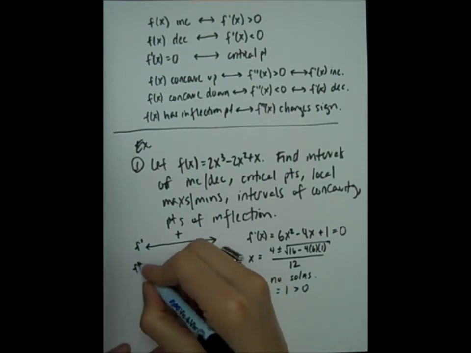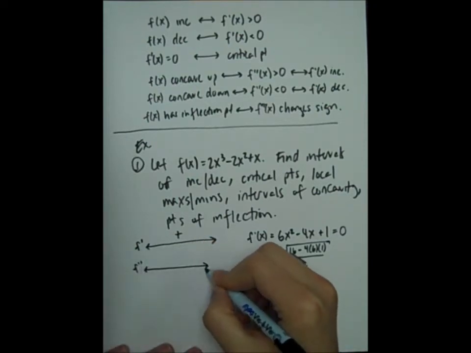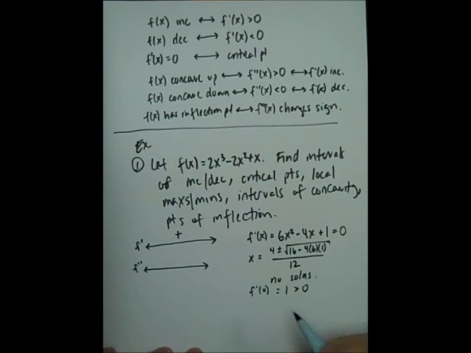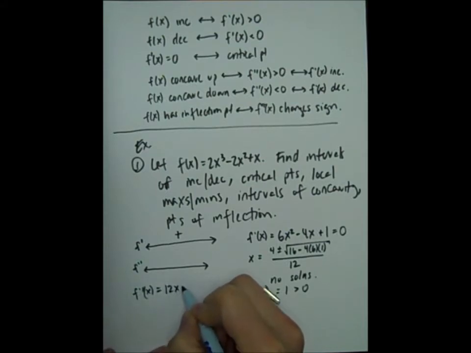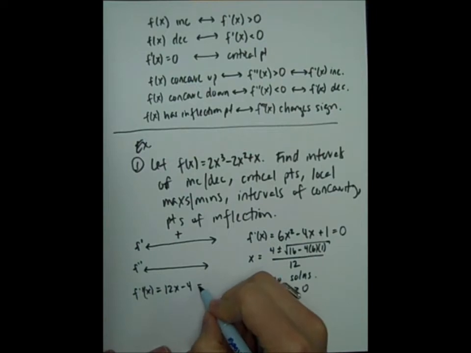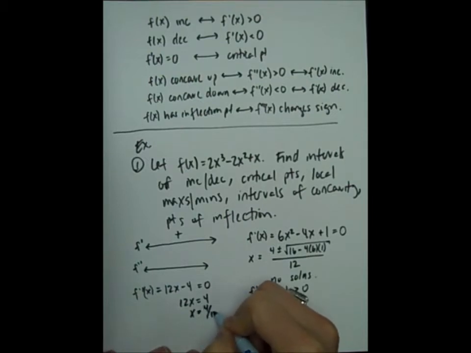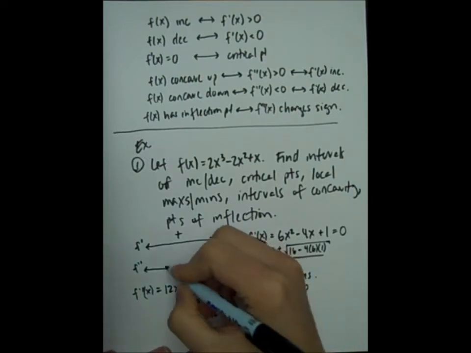Now I'm going to find the corresponding one for f double prime. So I'll do this work here. For f double prime, find the second derivative. So the second derivative would be 12x minus 4. Where is this equal to 0? Well, I'll move the 4 over, so I'll get 12x is 4, x is 4/12, which is 1/3.